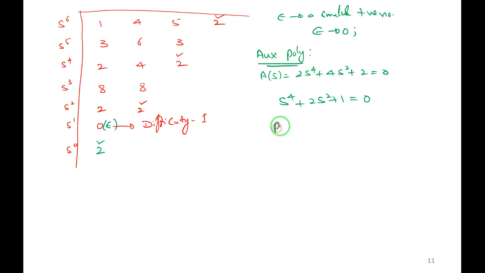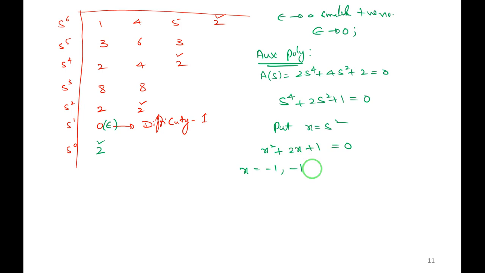Then put x is equal to s square. So this equation is x square plus 2x plus 1. We will solve the roots of this. Is it fine? It is a second degree equation, where a is 1, b is 2, c is 1. So I am getting the roots as x is equal to minus 1 is one root, and the other root is, sorry, one minute, minus 1 only, right? So two roots I am getting.